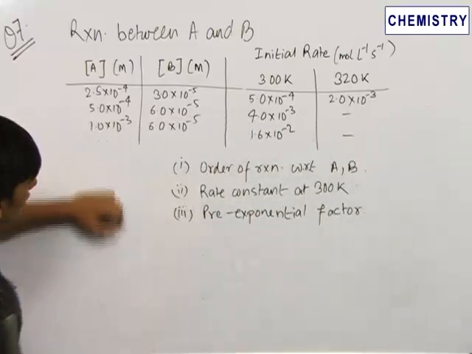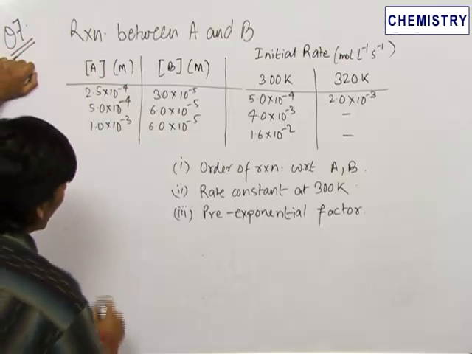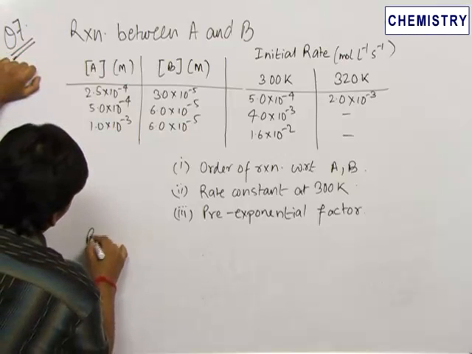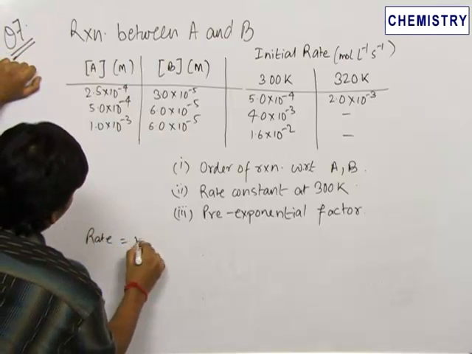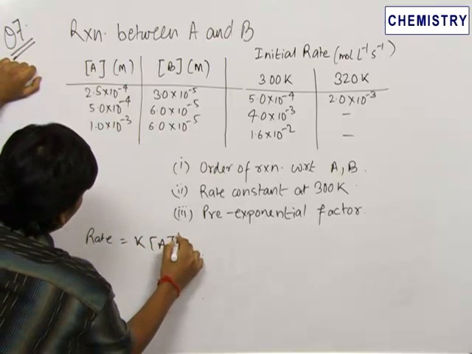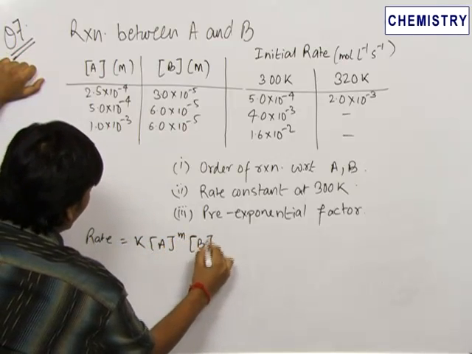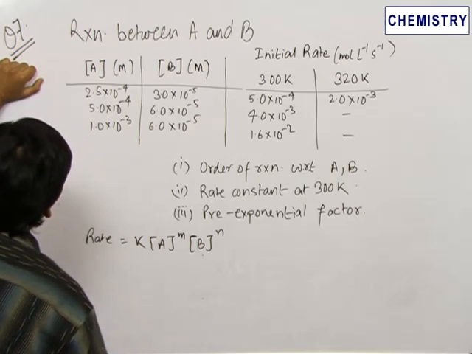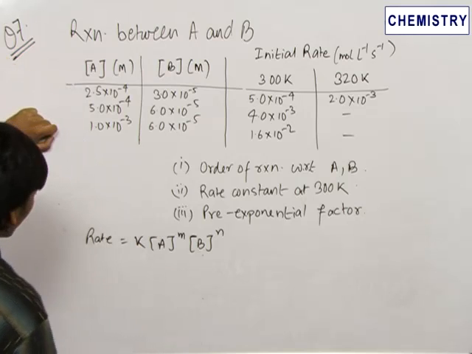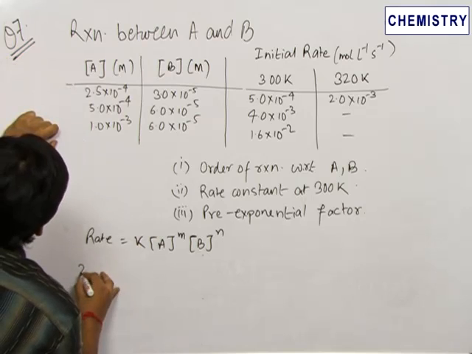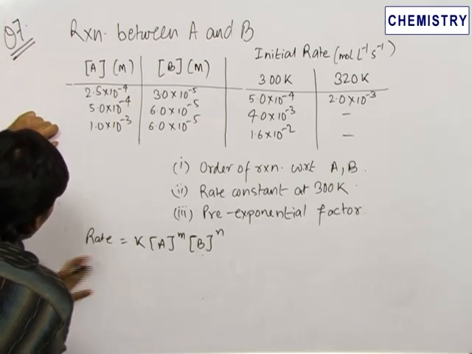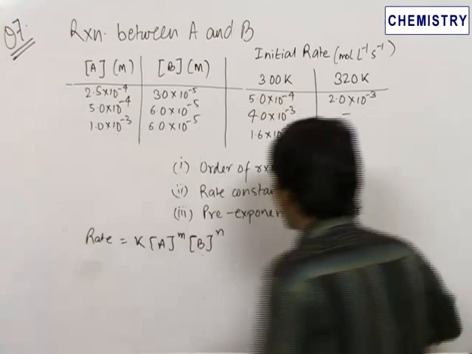Now let us solve the first part. For finding out the order of reaction, let us write the rate of reaction to be equal to K times concentration of A to the power m into concentration of B to the power n. Now let us use these three data given to us. Let us do it for 300 Kelvin since we have three data.